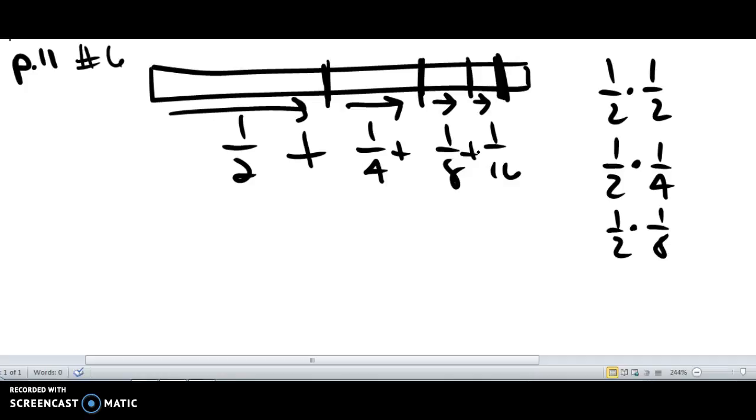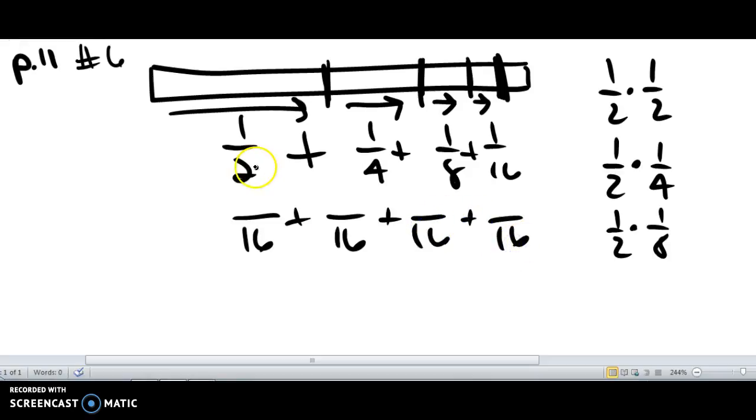And again, remember when you add, you need a common unit. So in fractions, that would be a common denominator. So we need to get everything in terms of 16ths. So times 8 times 8. And then times 4 times 4, and times 2 and 2, and then this one doesn't change.